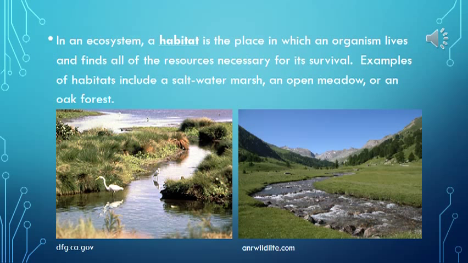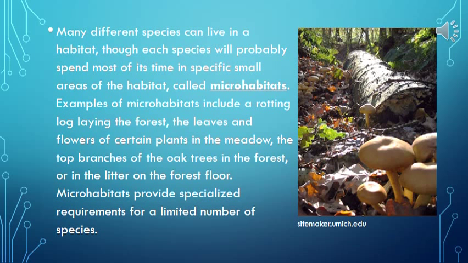In an ecosystem, a habitat is the place in which an organism lives and finds all of the resources necessary for its survival. Examples of habitats include a saltwater marsh, an open meadow, or an oak forest. Many different species can live in a habitat, though each species will probably spend most of its time in specific small areas of the habitat called microhabitats.